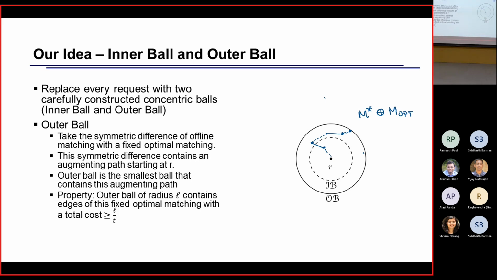So what we're going to do is take the smallest ball that encloses this augmenting path. This is just for the analysis. We don't know what the optimal is, so we really can't construct this ball on the fly. But for the analysis, there is some optimal matching. So I can take the symmetric difference of the offline matching that I've maintained with the optimal matching, and take the smallest ball that encloses this path. And that's what I'm going to refer to as the outer ball. The nice thing about the outer ball is that it has a substantial mass of optimal edges. By construction, there are sufficiently many optimal edges that lie inside the outer ball.